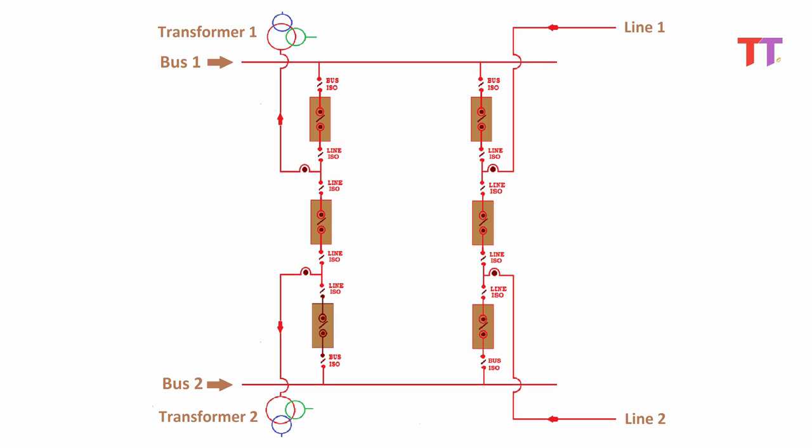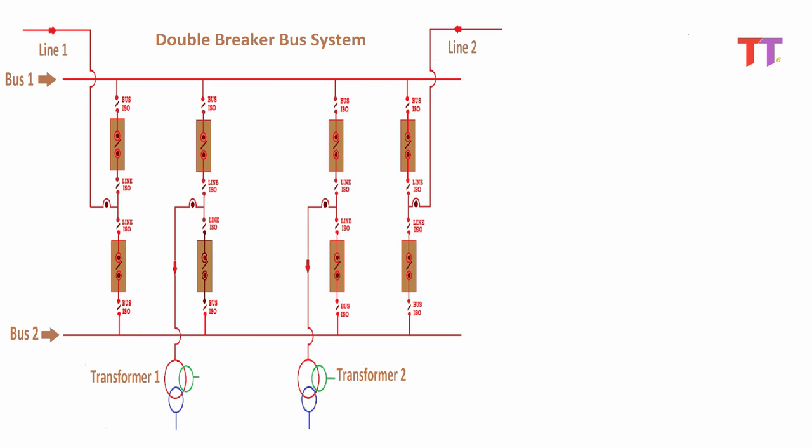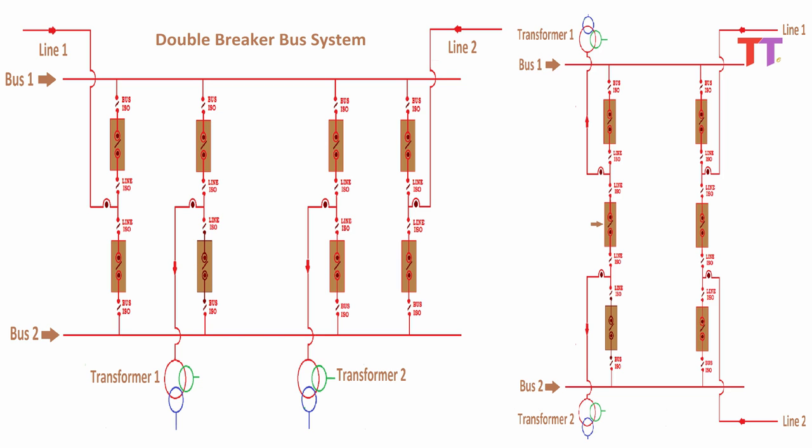Also transformer 1 and transformer 2 can be loaded independently on bus 1 and bus 2 respectively, by opening the tie breaker and isolators. Hence maintenance of any breaker can be done without interruption. This is basically an improvised version of the double breaker bus system. In the previous double breaker bus system, each bay has two breakers, means four breakers for two bays. Whereas in this system, two bays have a common tie breaker, that means two bays have a total of three breakers instead of four. Hence called the 1.5 breaker system.